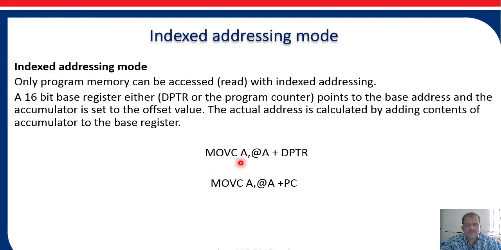So the example is MOVC A, @A+DPTR. So the contents of a memory location which is found by adding accumulator and data pointer register, the contents of that memory location in program memory are copied to accumulator. So this is an indexed addressing mode. So these are the addressing modes in 8051. Thank you.